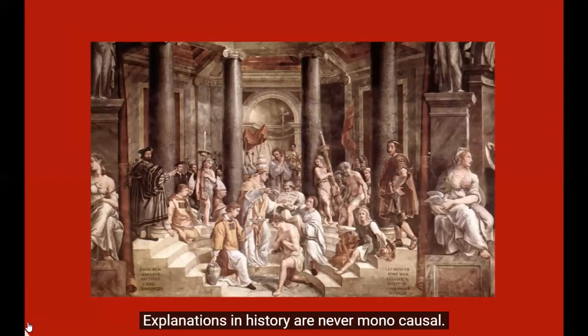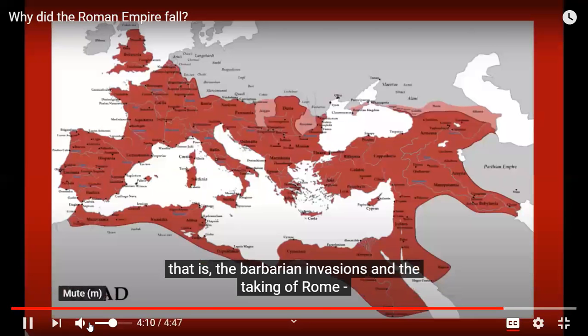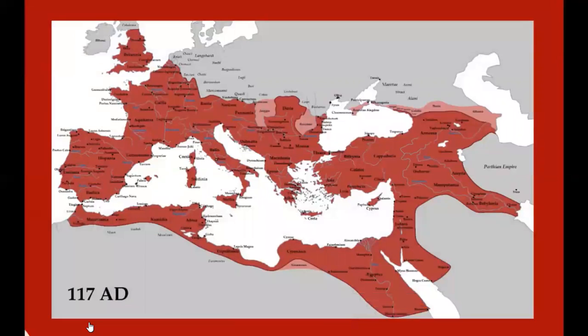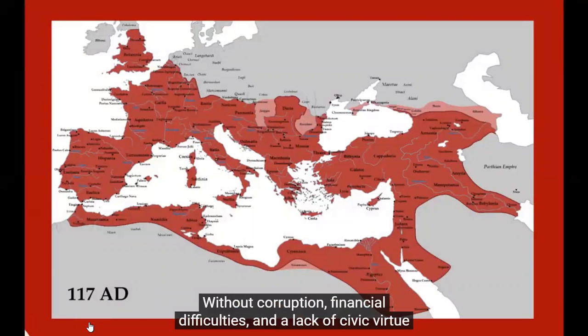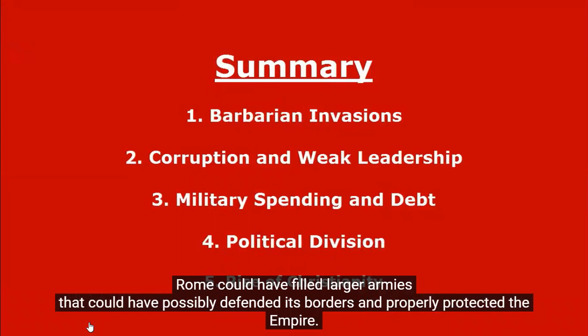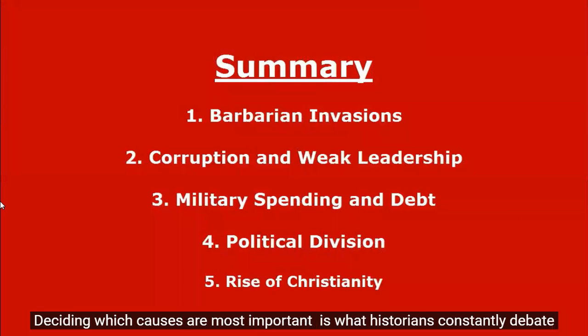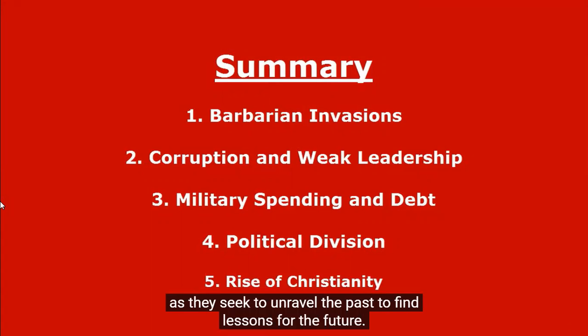Explanations in history are never monocausal. That is, there is never only one explanation for a historical event. Life is more complicated. It's important to understand that though some causes have more impact than others, that is, the barbarian invasions and the taking of Rome, other causes can have a part too. Without corruption, financial difficulties, and a lack of civic virtue, Rome could have fielded larger armies that could have possibly defended its borders and properly protected the empire. Deciding which causes are most important is what historians constantly debate as they seek to unravel the past to find lessons for the future.